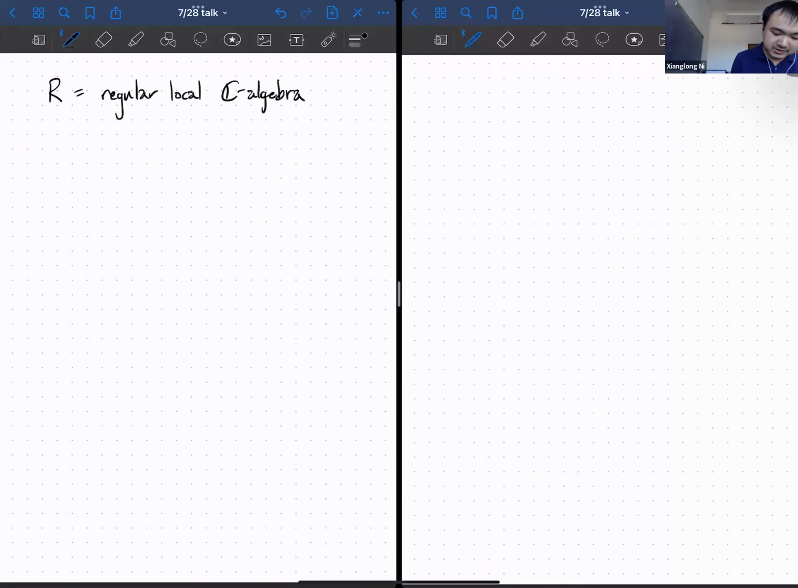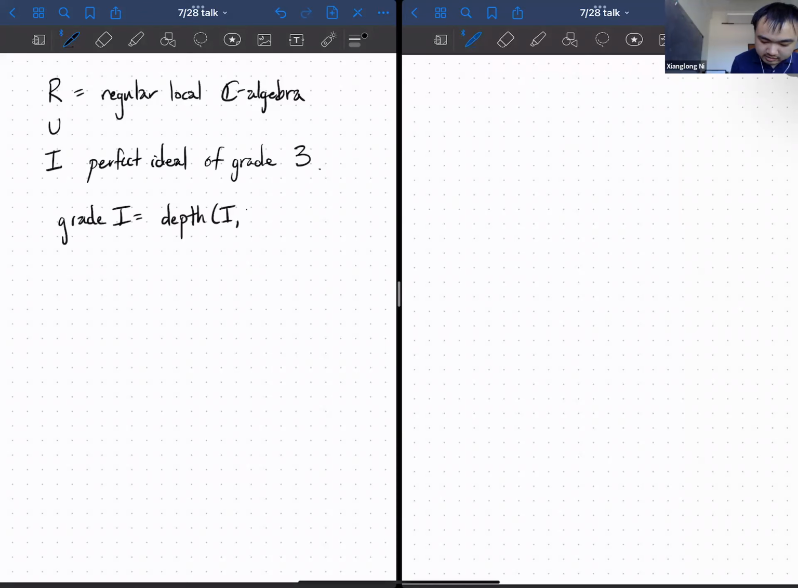And our goal is to understand the structure of perfect ideals of grade 3. So I is a perfect ideal of grade 3. I should define what these objects are. The grade of I is, by definition, the I-depth of R. But with my assumptions on R, this is just the same as the codimension. So if you prefer, you can just think of it as that.